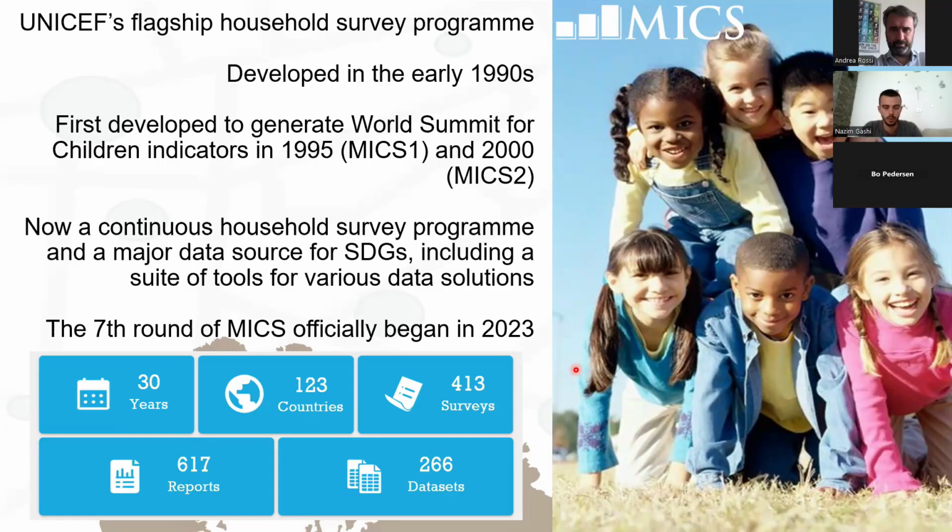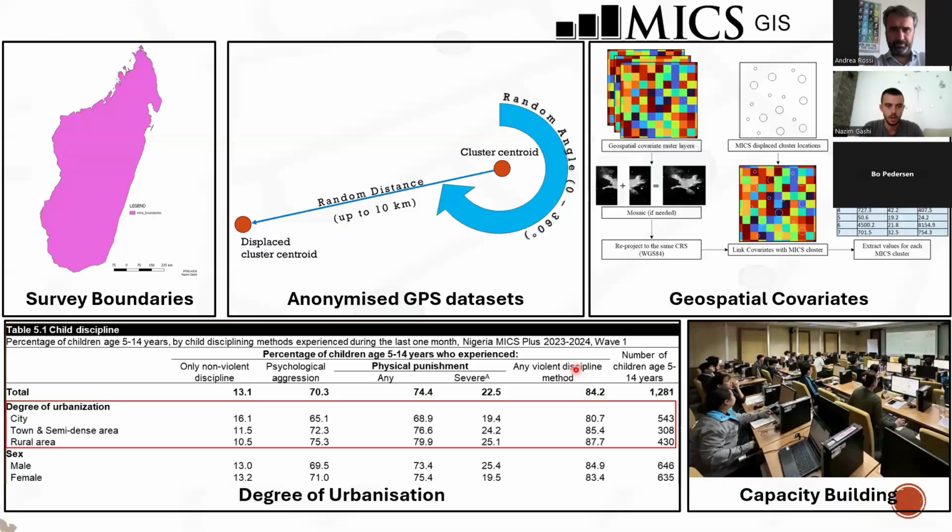At the moment, we are running the 7th round of MICS with more than 50 surveys in different stages, either in survey design, data collection, or data processing. MICS is gathering around 440 SDG indicators, which is approximately half of the SDG indicators that can be calculated using household surveys.